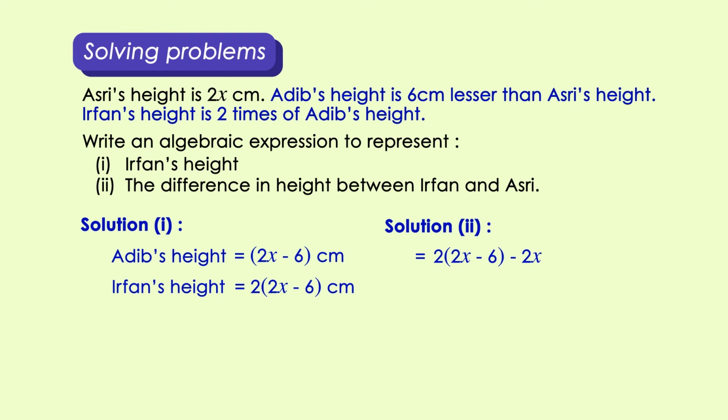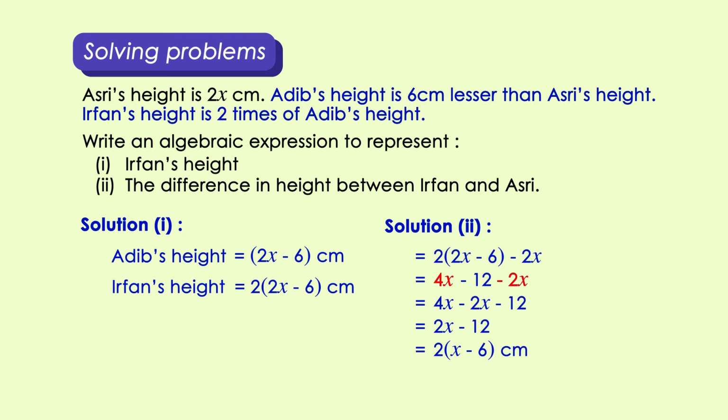So, 2 multiplied by 2x is 4x. 2 multiplied by negative 6 is negative 12, minus 2x. Now, let us solve our like terms. 4x minus 2x. So, our answer is 2x minus 12. You can even factorize your answer as 2 in bracket x minus 6.